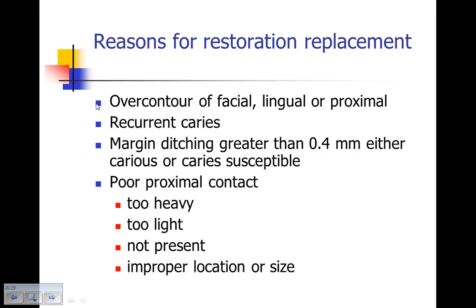Restorations that are over-contoured on the facial, lingual, proximal surface. The presence of recurrent caries. For amalgam, marginal ditching greater than 4/10 of a millimeter that are either carious or we consider caries susceptible. Poor proximal contact where the contact is either too heavy or too light or not present, or it has an improper location and size.